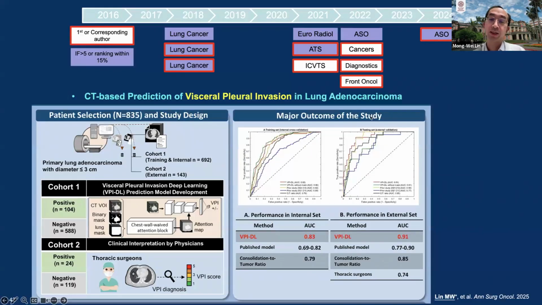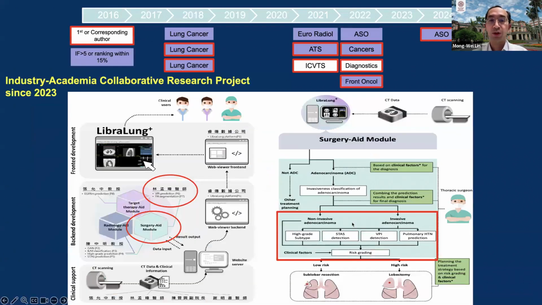And we also recently published a deep learning model for CT-based prediction of visceral pleural invasion of lung adenocarcinoma, and the performance is good in both internal and external cohorts. So after we did a series of studies, we built on this series of studies and predictive models. About 2 years ago, we launched an industry-academia collaborative project with a goal of translating these research findings into real clinical practice.